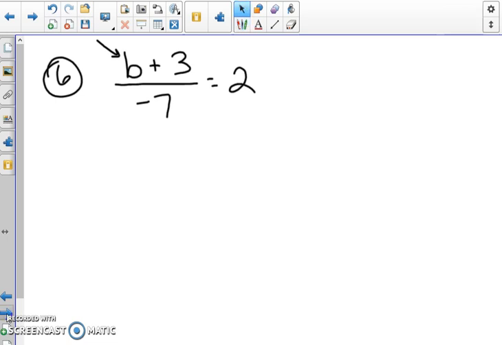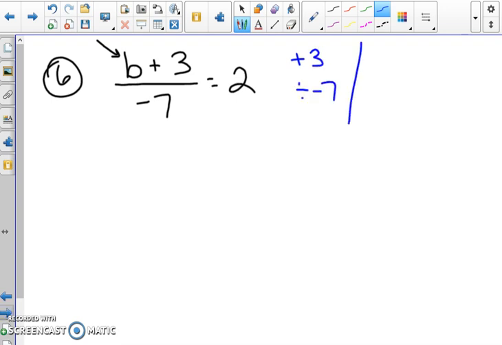So if we knew what b was, let's pretend we know what it is. The first thing we would do to simplify would be to actually add this 3 first. And then we would divide by -7. We would have to take care of this top part first before we could divide. So if we're going to solve, we do the reverse order inverse operations. So we're actually going to be looking at this divide by -7. We're going to do the opposite. We're going to multiply by -7, and then we'll subtract 3.